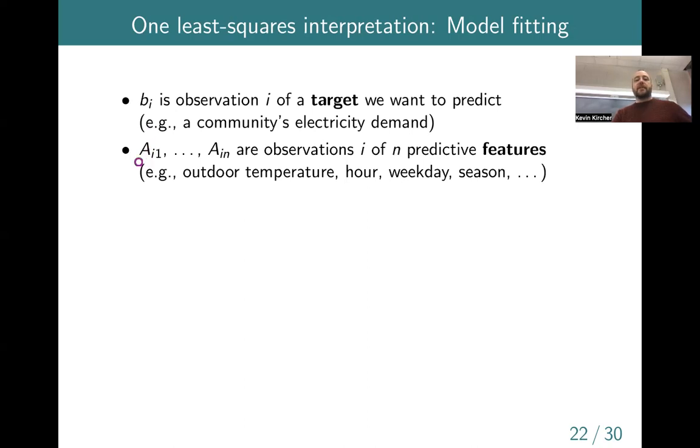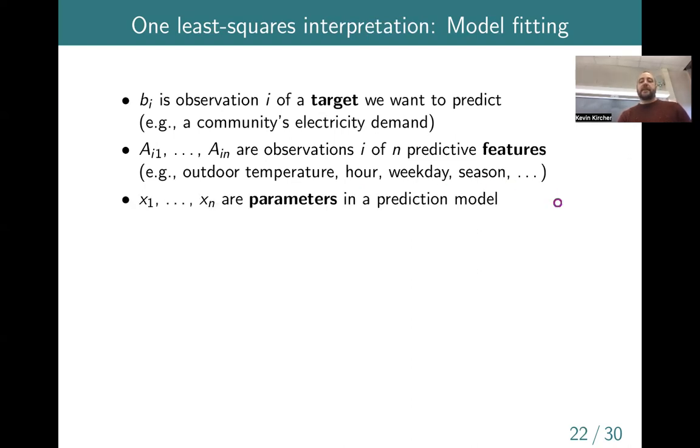And then all the terms A_i,j, these are observations, i, of n features that we have. And so features are basically just information, or data, that carries some predictive power over the thing, the target that you're trying to hit. So for predicting electricity demand, it might be the outdoor temperature, right, which would influence heating and cooling demand. It could be the hour of day, the weekday, the season, stuff like that.